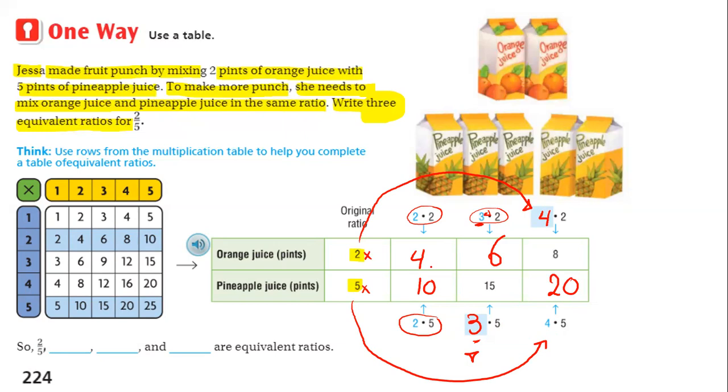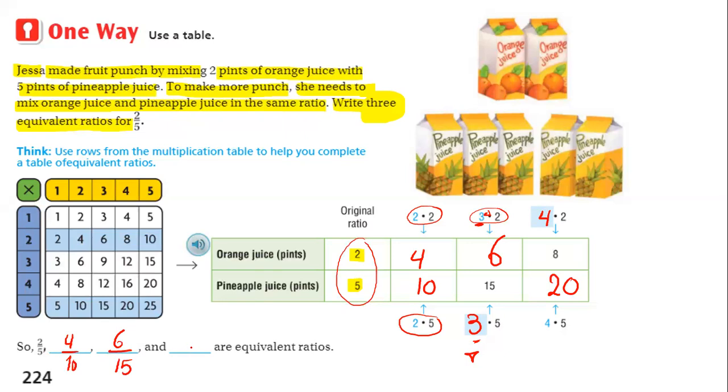So what are the equivalent ratios to 2 to 5? 4 to 10, 6 to 15, and 8 to 20. Good job, Ahmed. Thank you. Do you understand Ahmed's question, guys? Yes, Mister, it's so easy. This topic is easy.